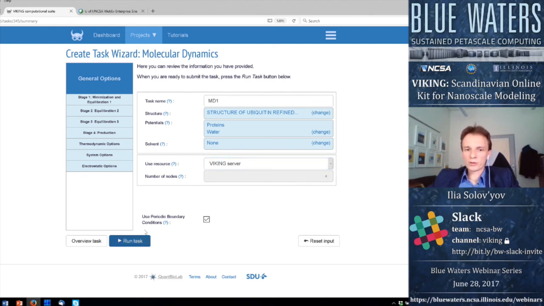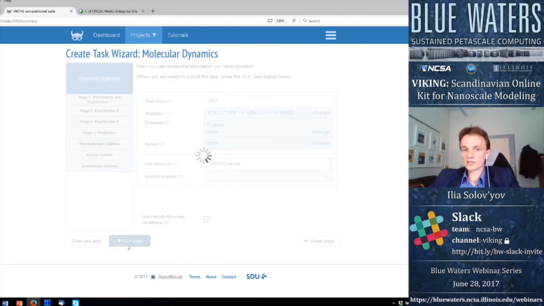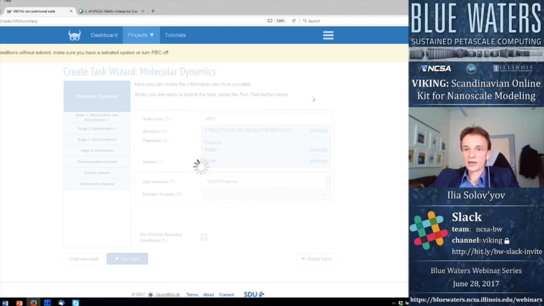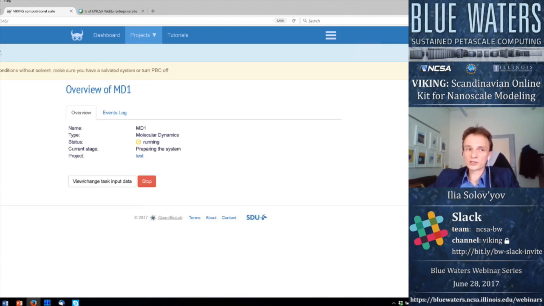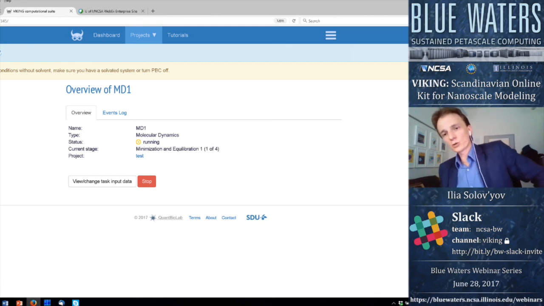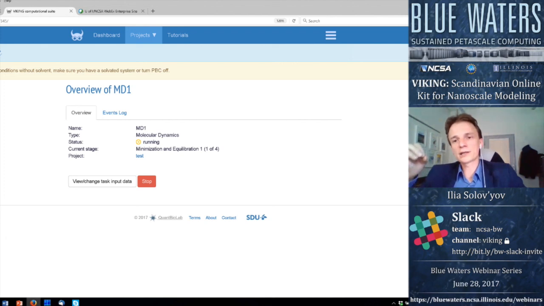All right, so I just click the Run Task button, and at this point the task is being processed, and I see some warnings that tell me it's not a good idea to use periodic boundary conditions without a solvent. Viking is constructed in a way that we try to warn the user if there could be possible issues with the simulation files, because sometimes the user may not be aware that in realistic biophysical simulations, it's a good idea to add some solvent.